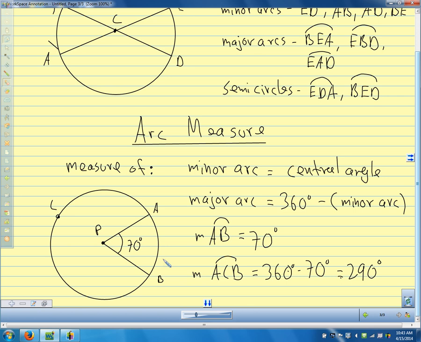Another nice thing about arcs is we can add the pieces together. We can add smaller arcs together to get bigger arcs, and we can subtract arcs from each other to get smaller arcs. So just like we did with angles, just like we did with lengths and segments, we can add and subtract arc measures. So let's look at an example using arc measure.